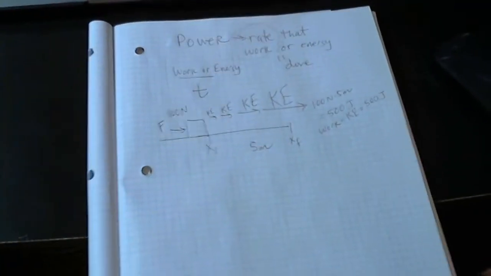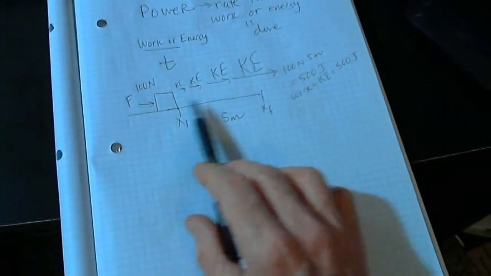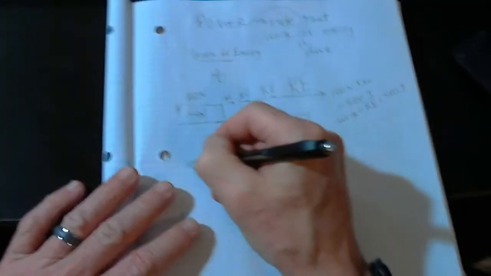Now here's the thing with power. We really need another concept, because we want to talk now about time. Like, how much time did it take for me to do this? So let's say there's 2 people involved.